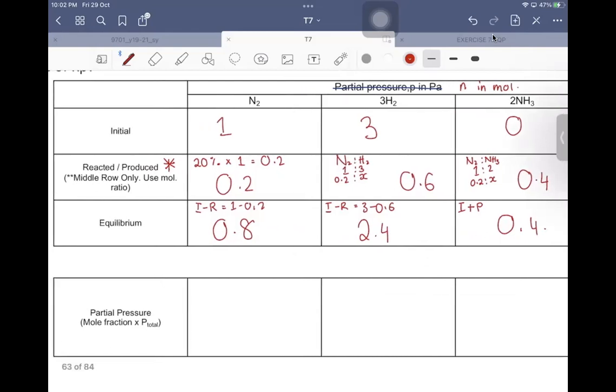Next, I want to find partial pressure. Partial pressure is equal to mole fraction times P total. First, I have to work out my mole fraction.